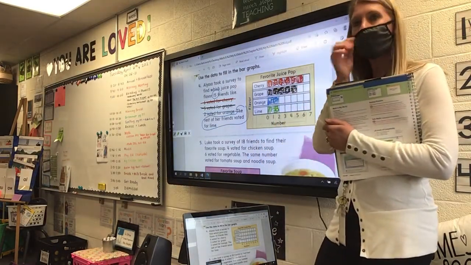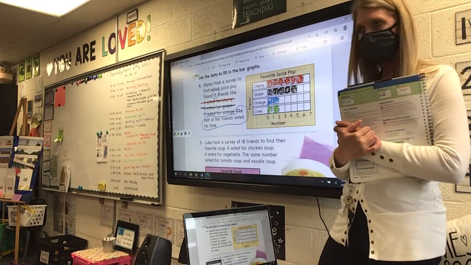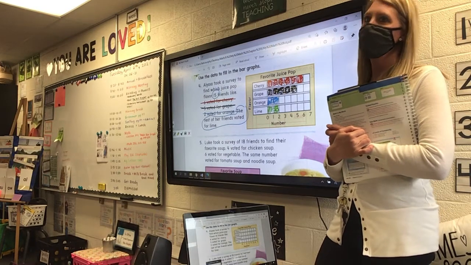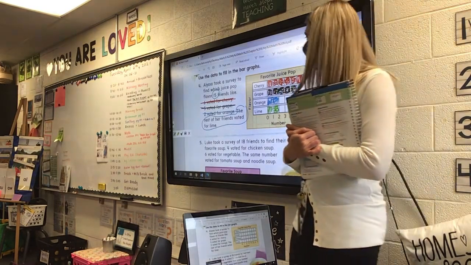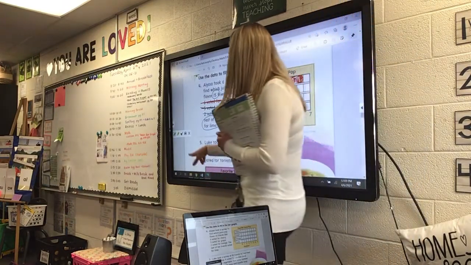Miss Murphy, now lime and orange tied. Right. So orange and lime are tied. Which one won again, guys? Cherry again! Cherry's amazing though. Cherry's like the best.